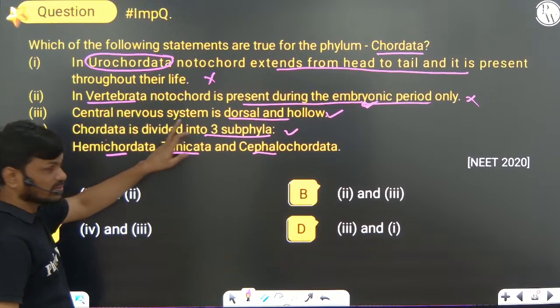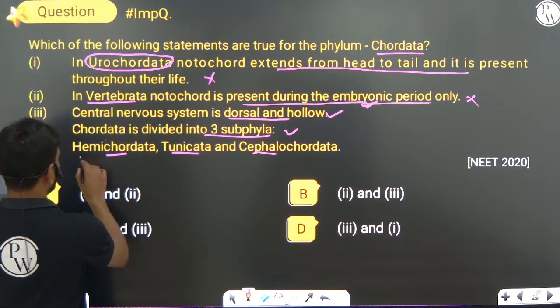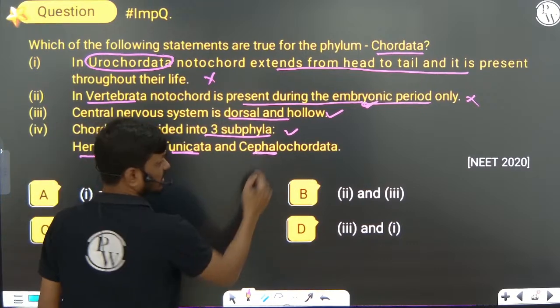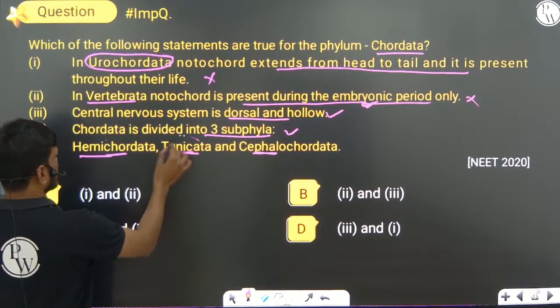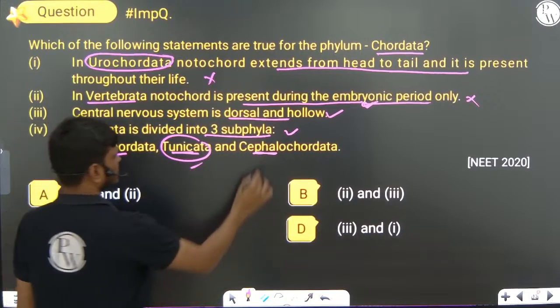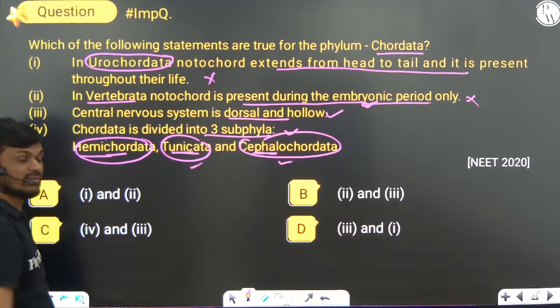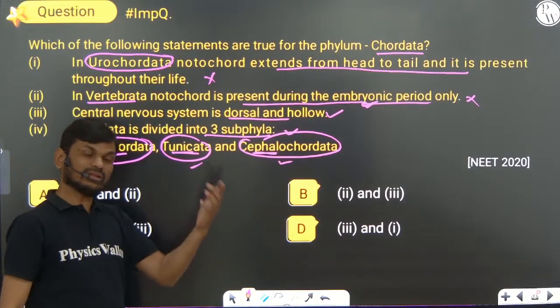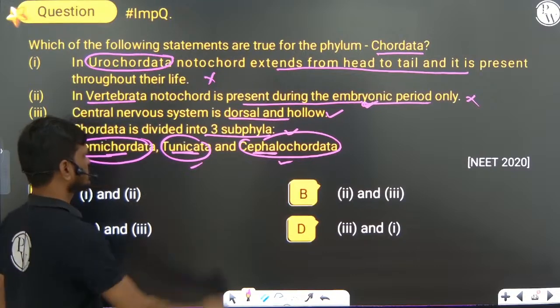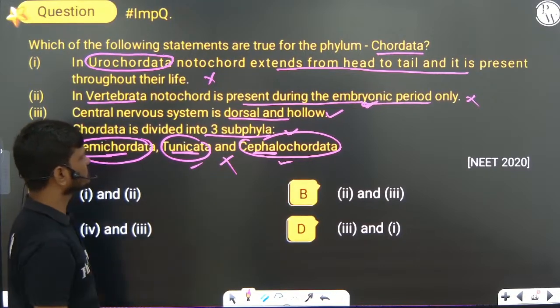Chordata is divided into 3 subphyla, that is hemichordata, tunicata, cephalochordata. Tunicata is okay, cephalochordata is also okay, but hemichordata is not a subphylum, it is a phylum, and that is present in invertebrates. So this is also a wrong statement.